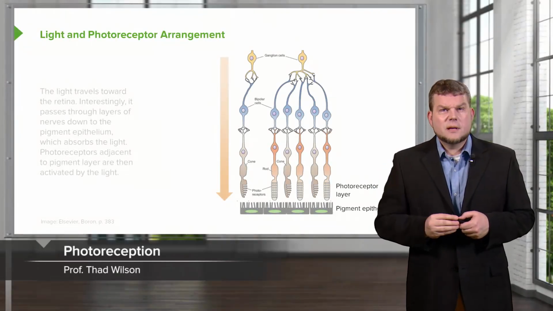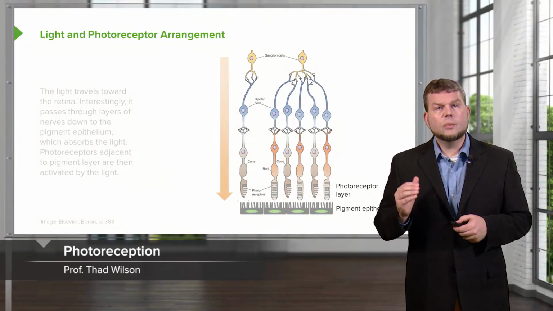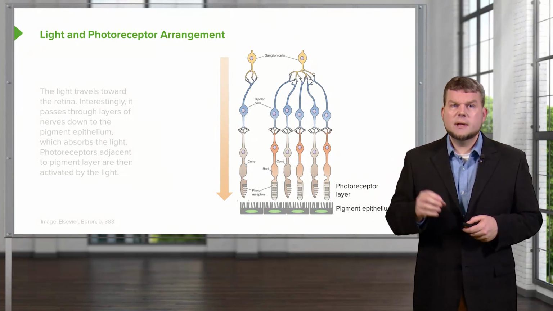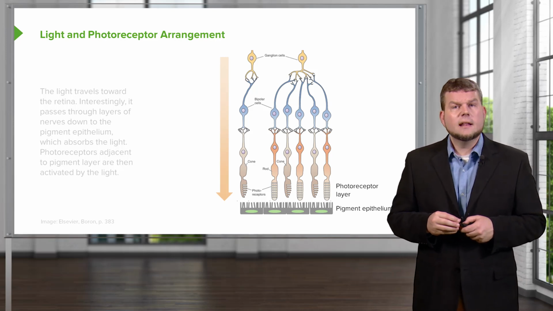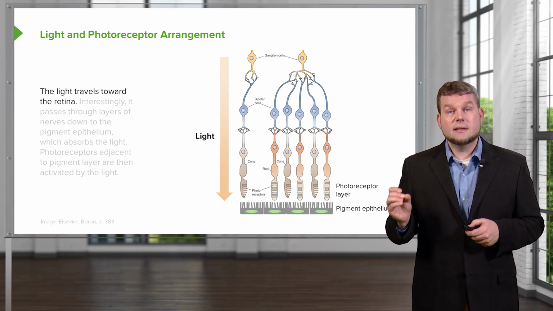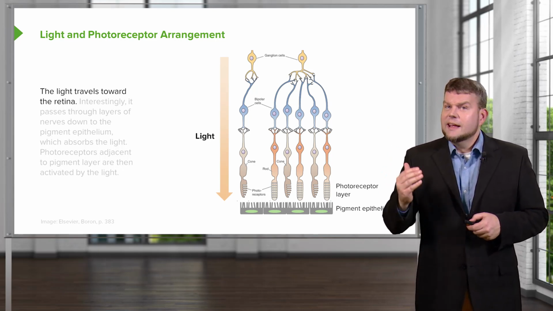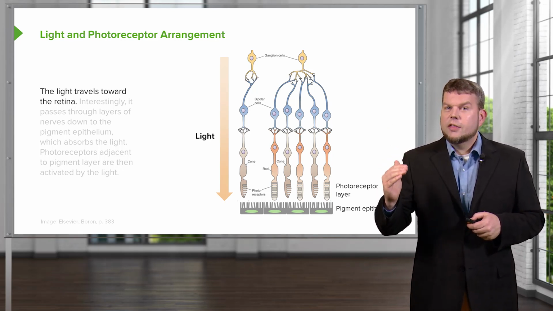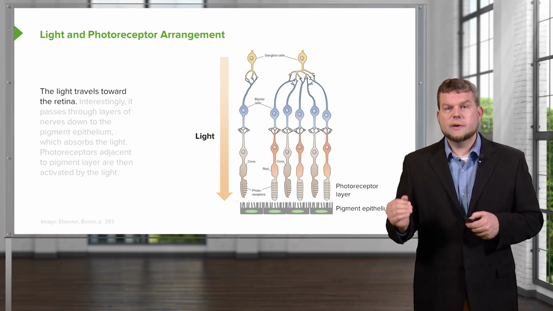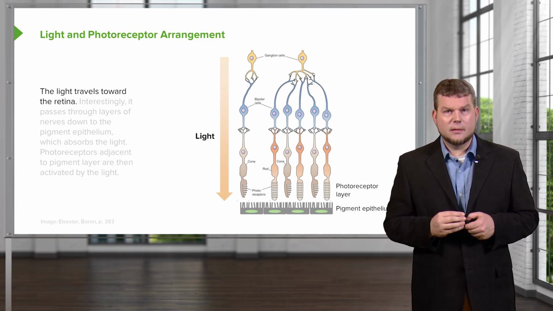Light and photoreceptor arrangement. The reason why this is an important concept is because it seems a bit counterintuitive. Light is traveling down towards the pigment epithelium. It's interesting that it travels through these cells to get to the photoreceptor layer and the pigment epithelium.